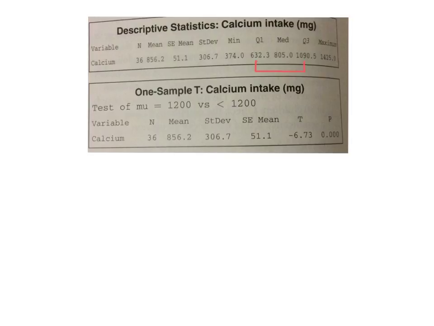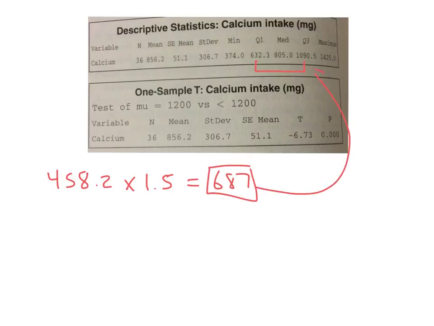Well, if you subtract that, you get 458.2. Now multiply that by 1.5, and you get 687. Now take that number and add it to Q3, and you get 1177.73. Okay.